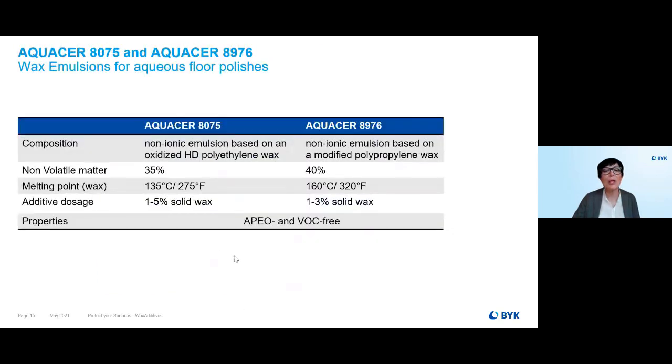As I told you before, we have two products tailored for the floor polish market. We introduced them about 4 years ago. These are the Aquacer 8075 and 8976. The 8075 is based on high density polyethylene, with a melting point of 275 F, 135 C. So this is of course the product for the best mechanical resistance. And the 8976, with a melting point of 320 F, of course, is the one which gives you the best anti-slip properties.